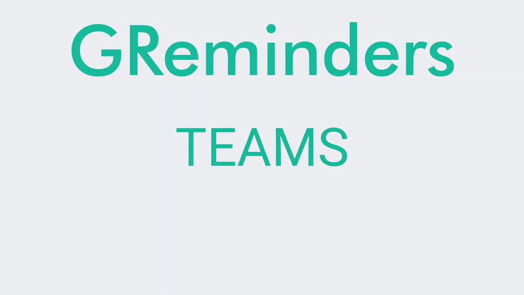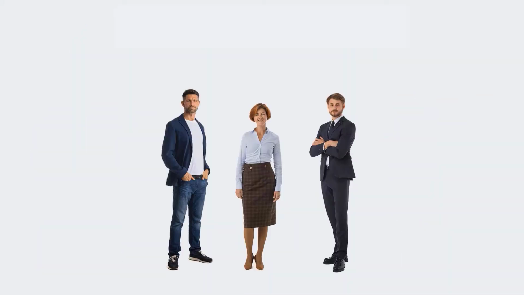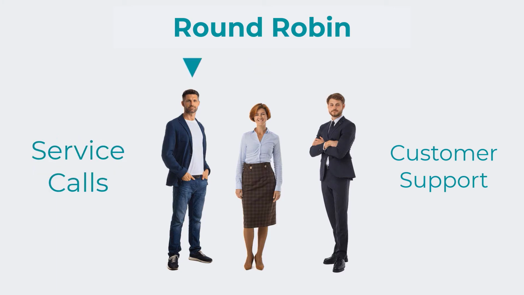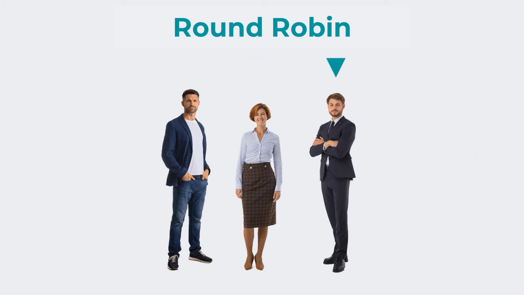In this video, we'll discuss what team scheduling is and how to set it up. Team scheduling includes random round-robin scheduling of several team members, great for initial meetings, customer support, or service calls. You can allocate each member of the team equally, or specify which team members should get priority and be scheduled first. Both are based on availability.